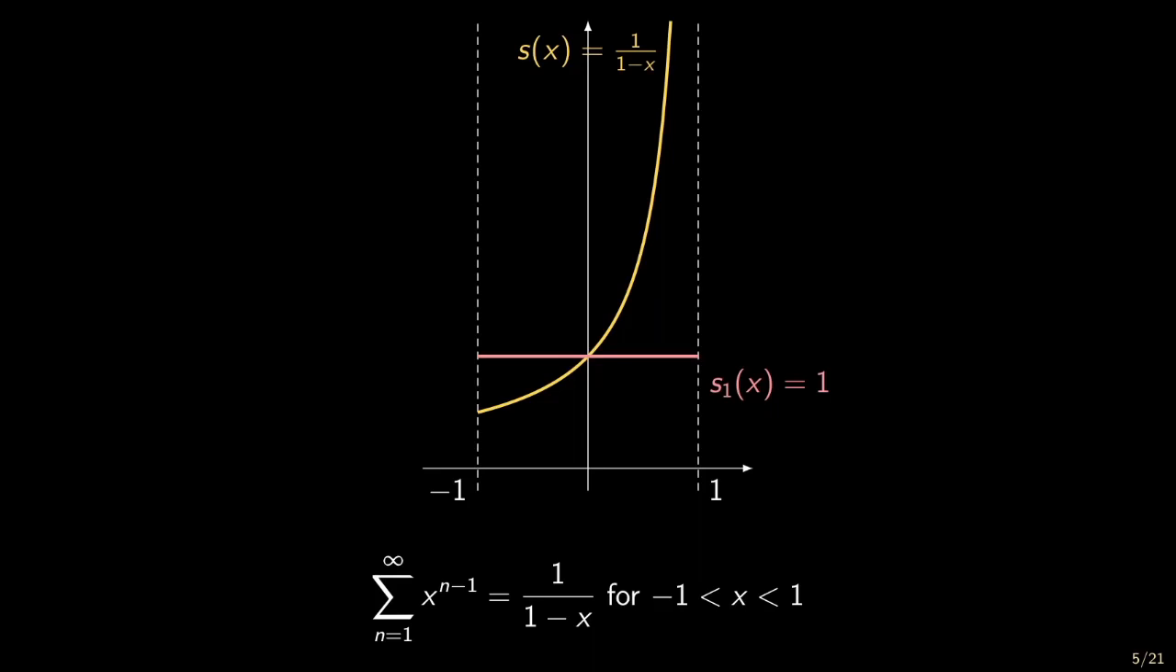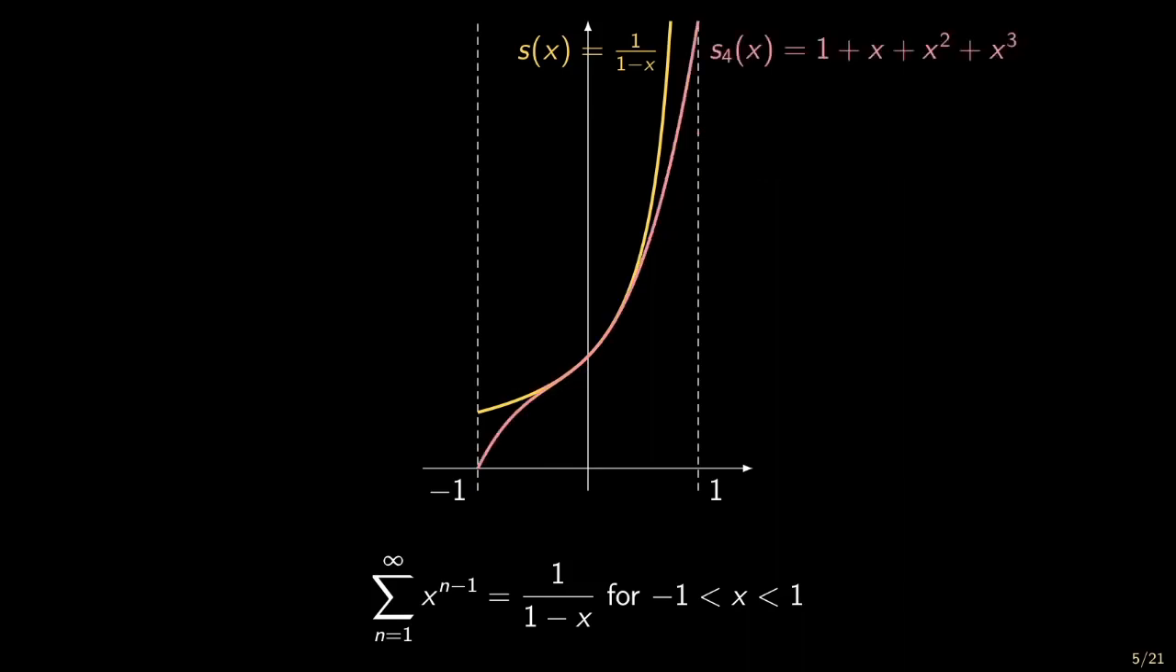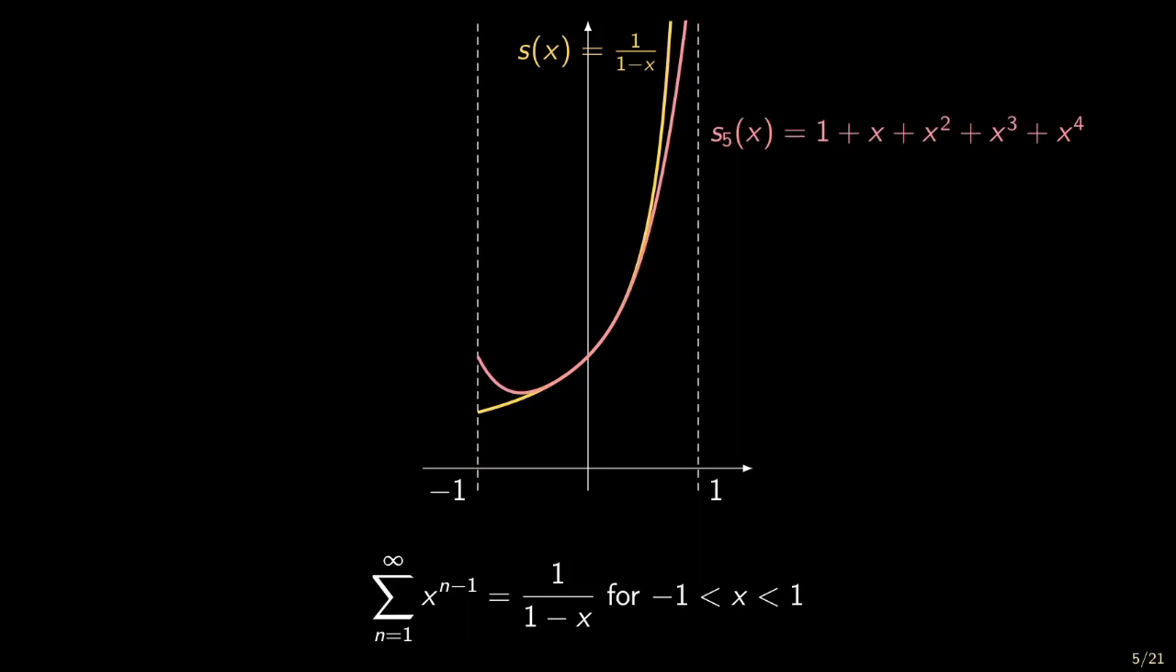To illustrate this in the picture, the yellow graph represents the sum s of x equals 1 over 1 minus x. The red graph in the picture is the function s1 of x, which is the constant function 1. As you can see, s sub 2 of x is 1 plus x. It's the linear function pictured in the following. When n is 3, you get a quadratic function. When n is 4, you get a cubic function. When n is 5, you get this polynomial function of degree 5. As you can see, as n approaches infinity, the red graph seems to approximate the yellow function better and better. The nearer x is to 0, the better the approximation.